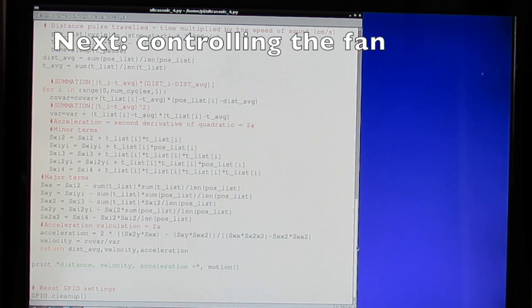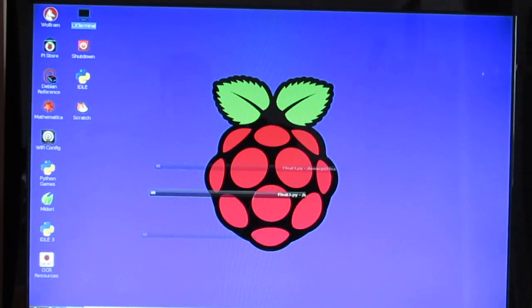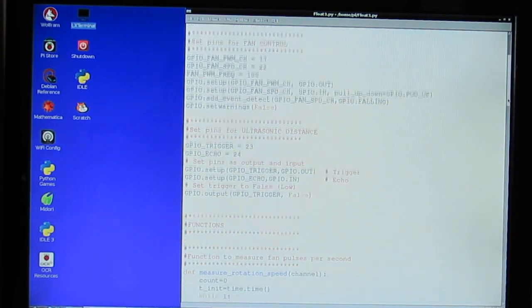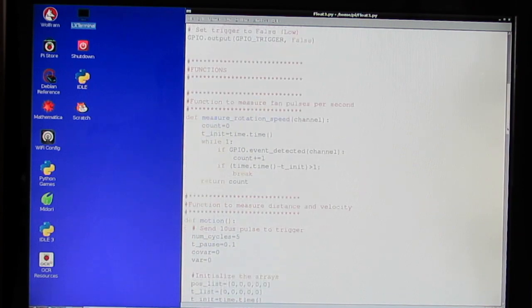So next, let's take a look at controlling the fan itself. Controlling the fan is pretty cool. This 4-wire fan is controlled by modulating the pulses sent to it. In other words, pulse width modulation. The fan also sends back to the Pi a measure of how fast it is turning.